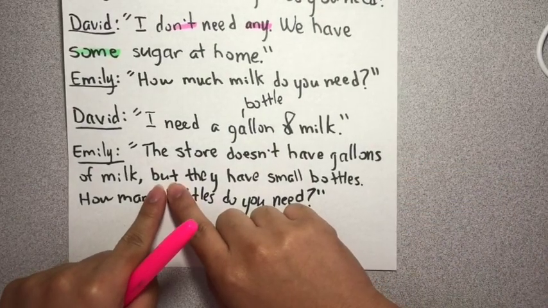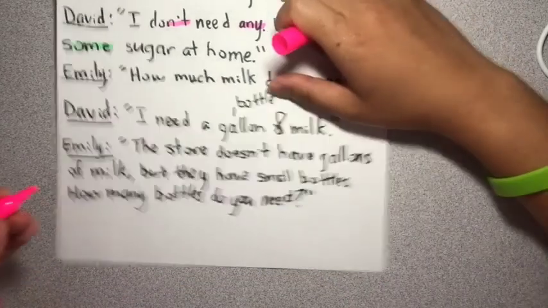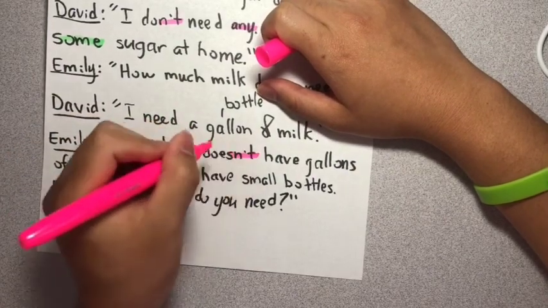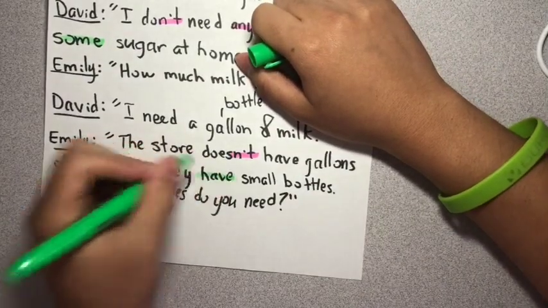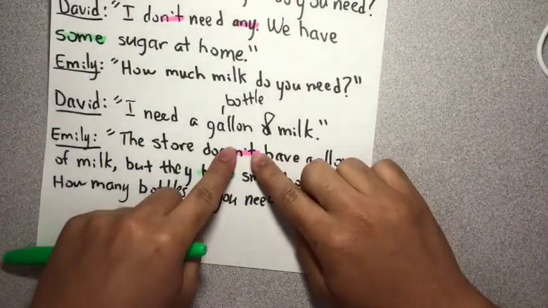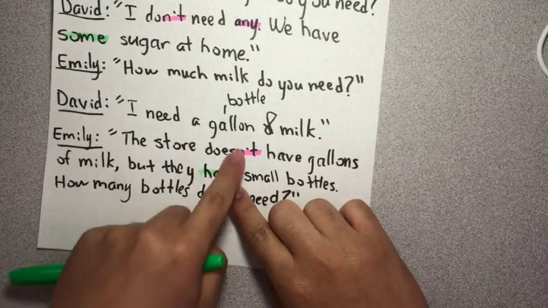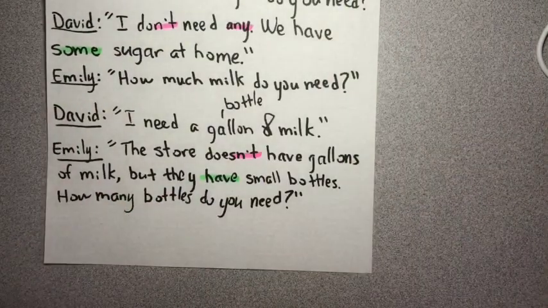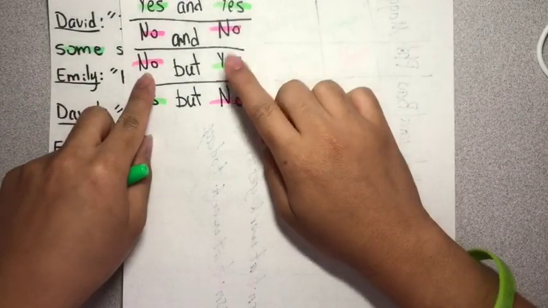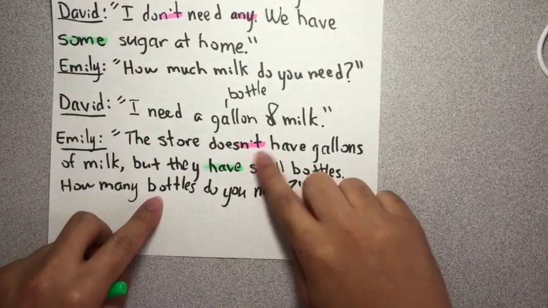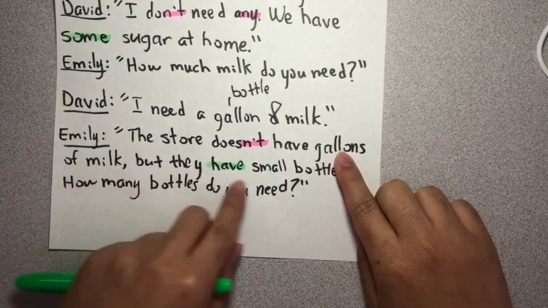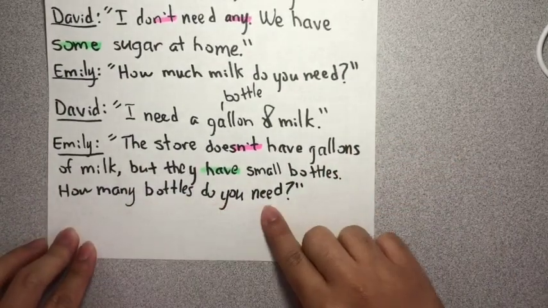She's using the word but. Why? Because the store doesn't have gallons. They do have small bottles. This is no, this is yes. With no and yes, we use the word but. The store doesn't have gallons of milk, but they have small bottles. How many bottles do you need?